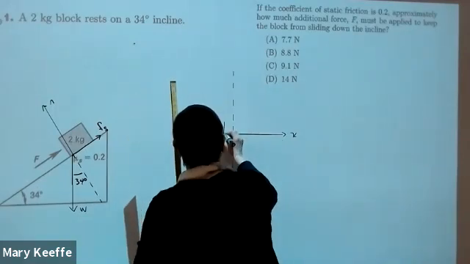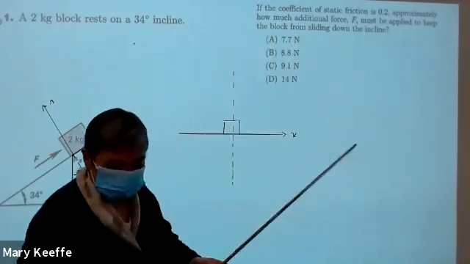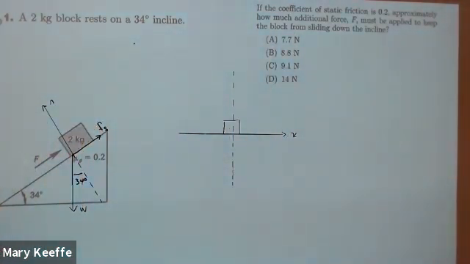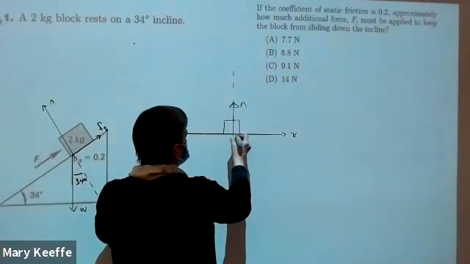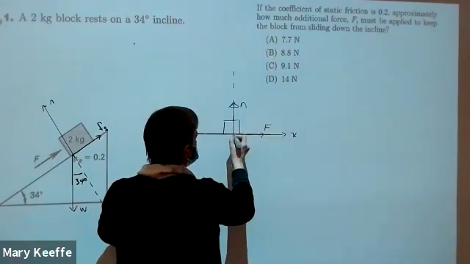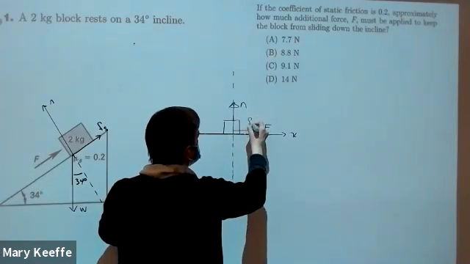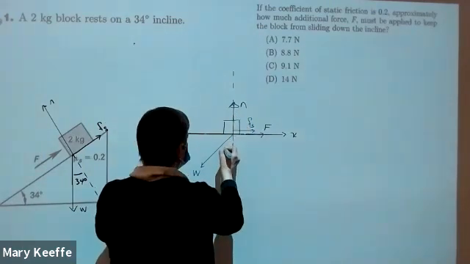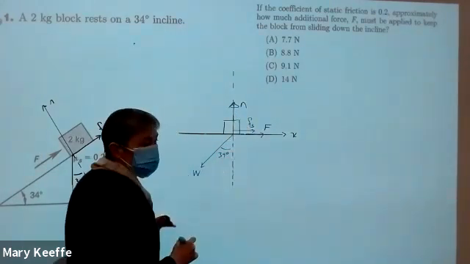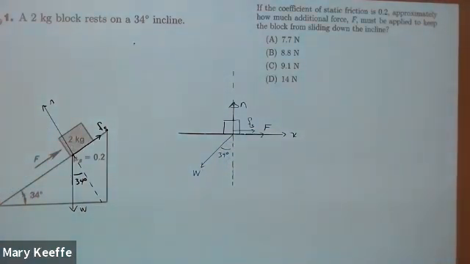I'm going to come in and draw in a box. I'm going to put them in blue. We've got a normal force up, a force F, a friction force, a static friction force, and my weight force. There's my normal, and this angle right here is 34 degrees. This looks a little bit less scary than having things on tilted axes.